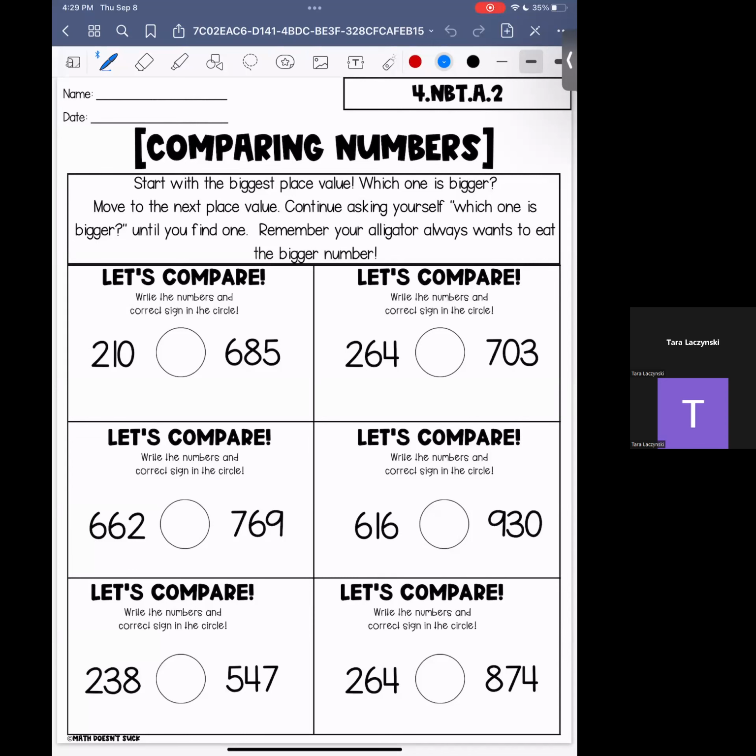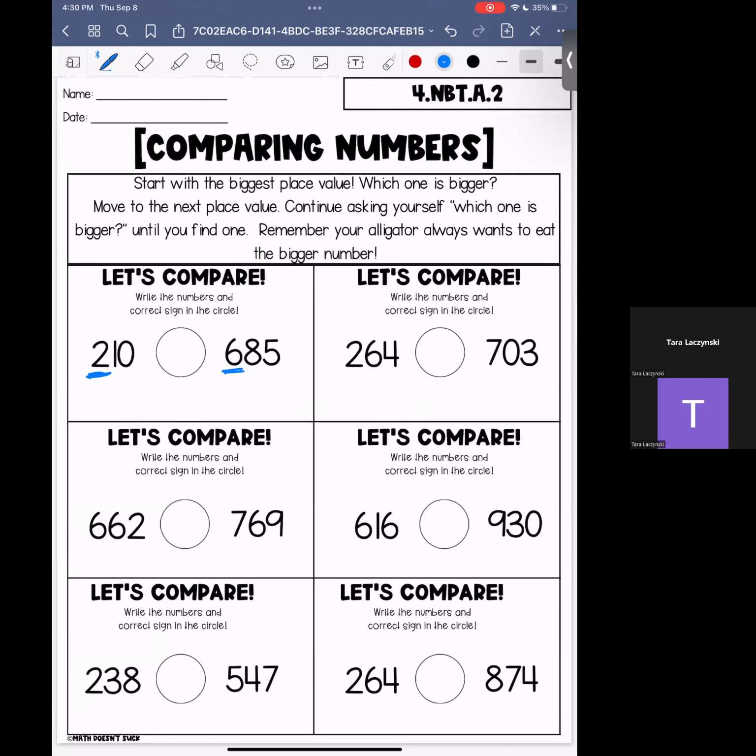We are going to start off with comparing numbers. Remember, this is talking about using our alligator mouths. As a quick reminder, we're going to start with the largest place value and we're going to keep moving one value at a time until we find a difference between our numbers. Make sure that you take the time to underline the digits you're looking at. This helps our brain make some really strong connections and make sure that we're focusing on the numbers that count. So let's go ahead and get started.